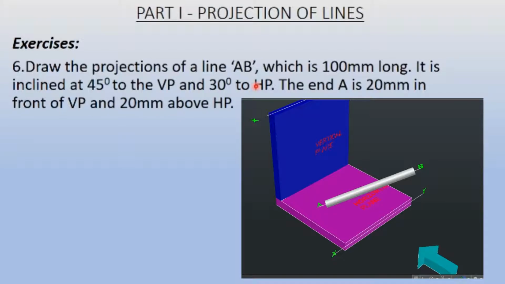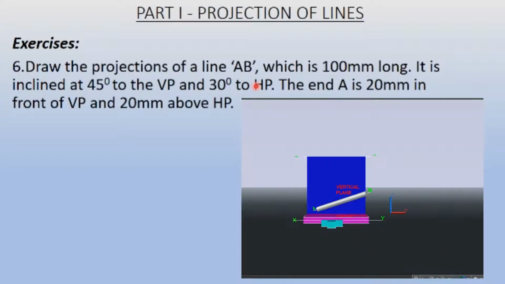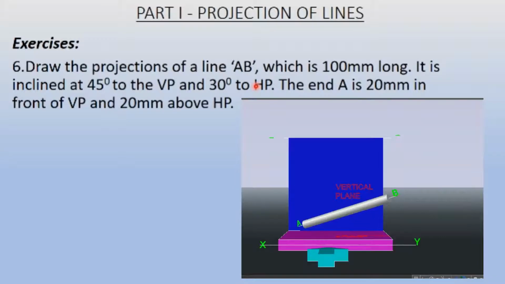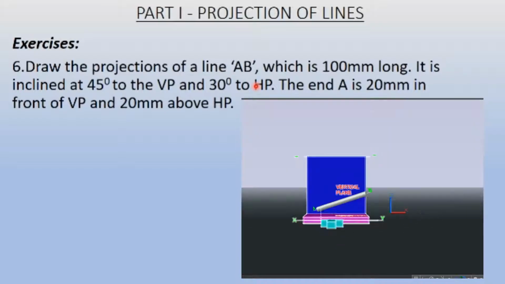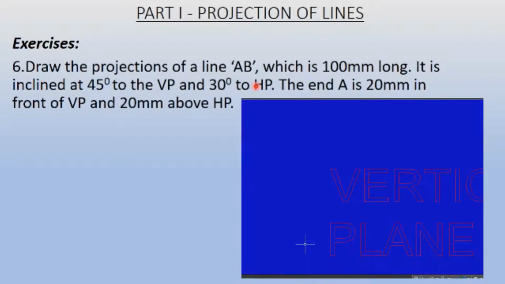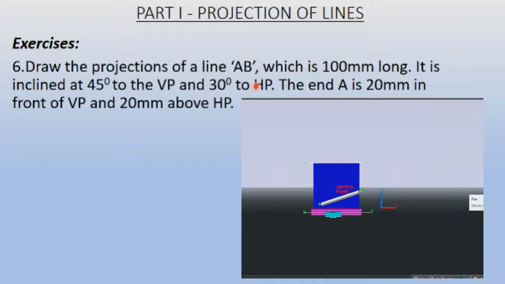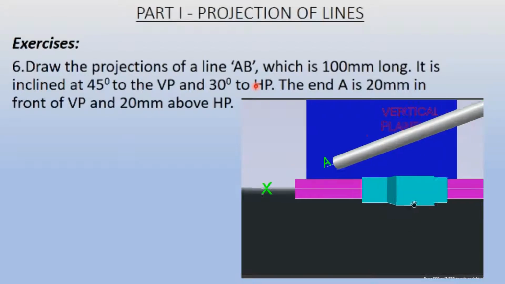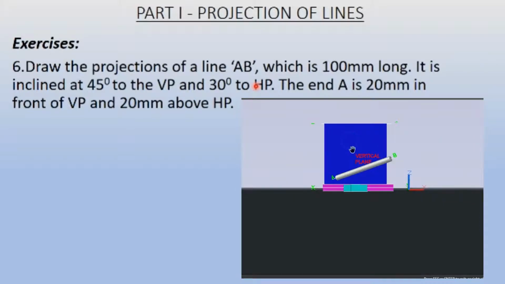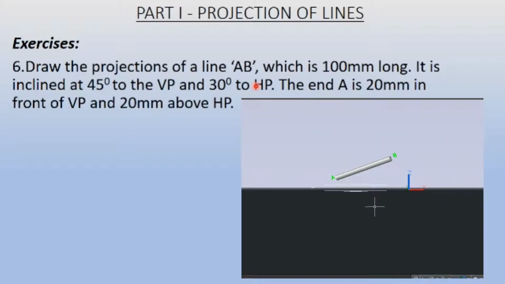So this is looking like something like this, and you see that there is no straight line whatsoever in the front view, top view, or in the side view. You see that this is the top view and this is the front view. And one more thing to observe here, the distance of point A is 20 mm in front of VP and above HP. So this is the distance, and I will erase the planes to avoid the complications first, and I will show you.